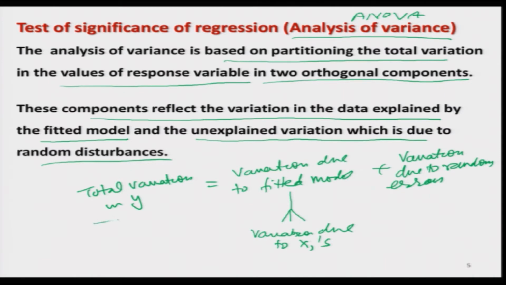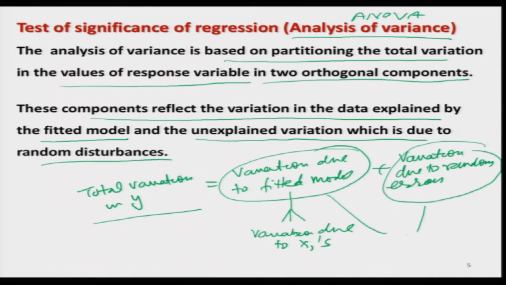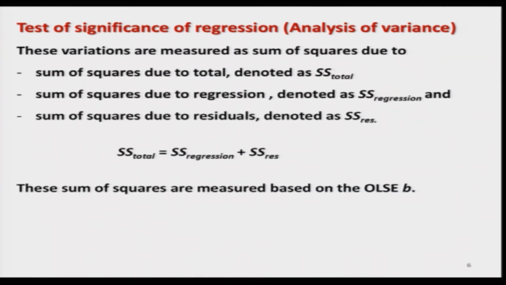So, the total variation is partitioned into two components, one is the variation due to the fitted model and the other is the variation due to random error, and both of them are orthogonal, right. They are mutually orthogonal, and if there are more components, then all components are independent of each other. Now, these variations are measured in terms of sum of squares, and there are different types of sum of squares involved. One is the total variation in the values of y, which is indicated by sum of square due to total, and this is denoted as SS total.